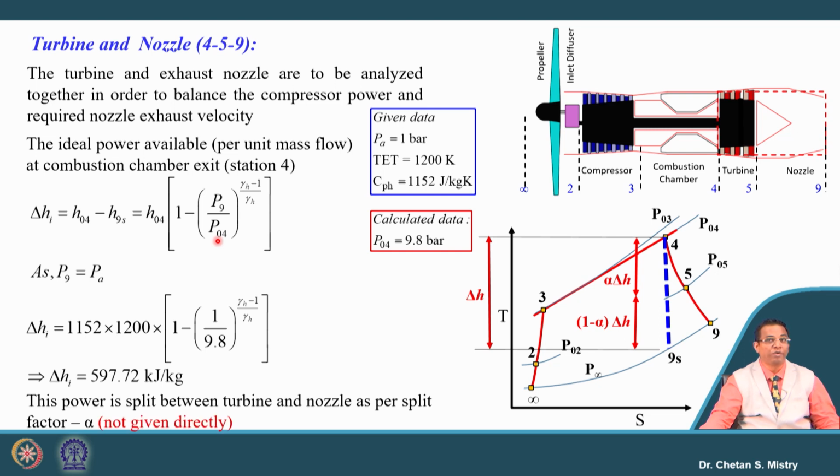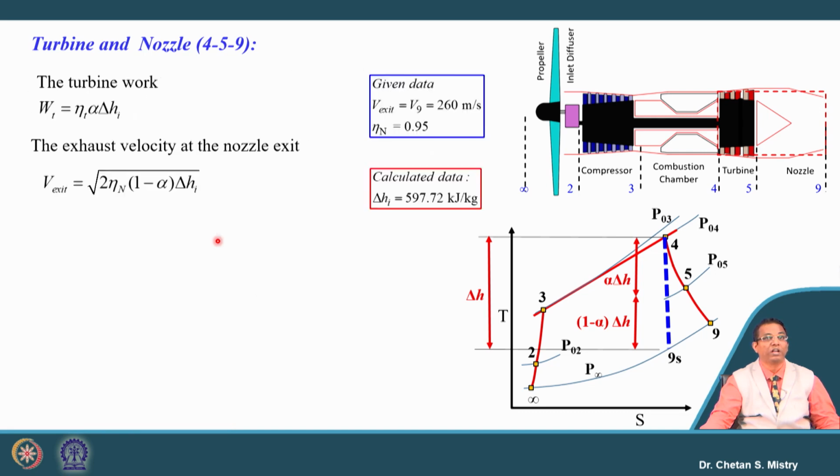Now the question is what will be our alpha? There is no information as such given about what the work split will be. But if you look carefully at what information is given, it will give you some hint. Let's see what hint is given. It says here in this case, in order to calculate this turbine work, we need to have the value of alpha. Similarly, we have information about the exit velocity. There also we have this equation in the form of alpha.